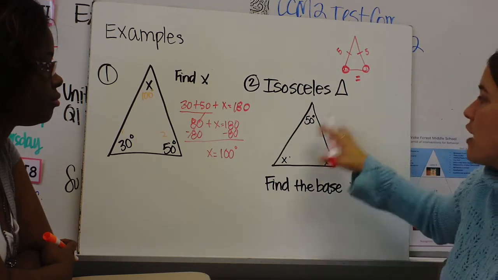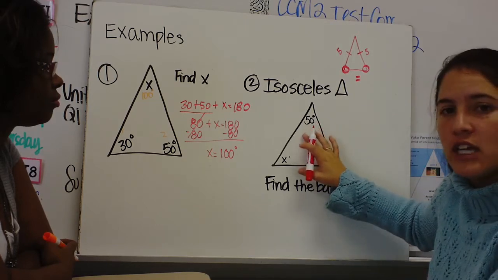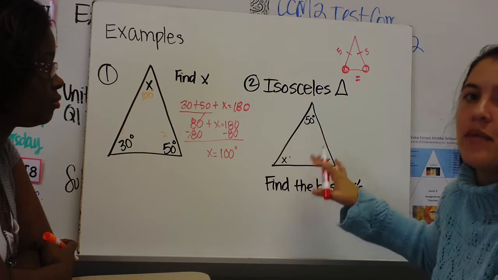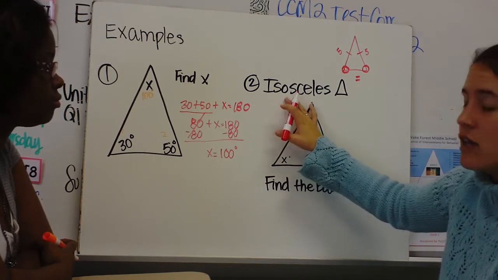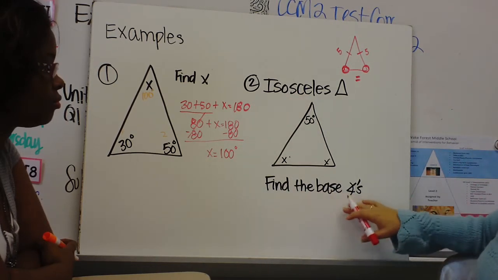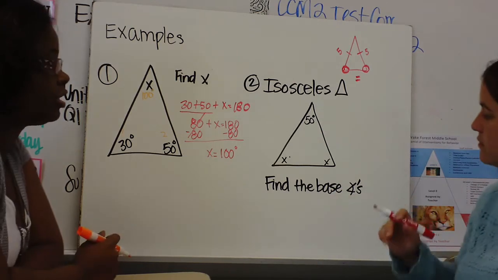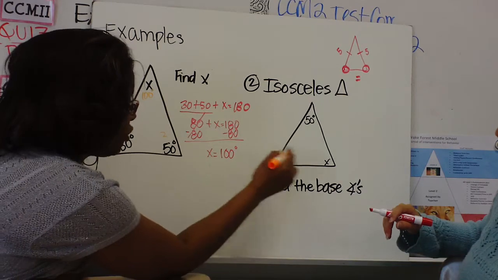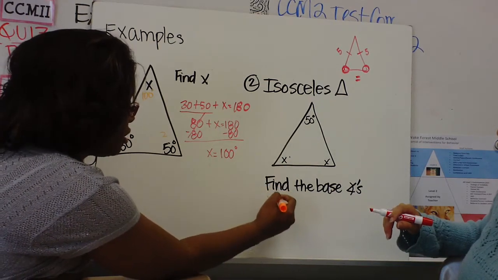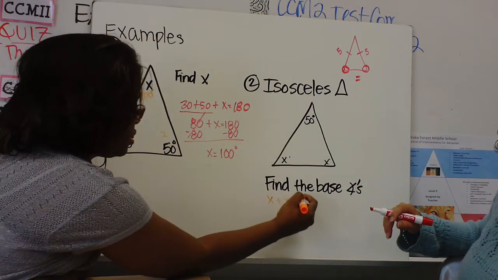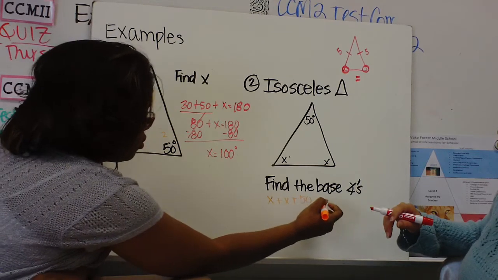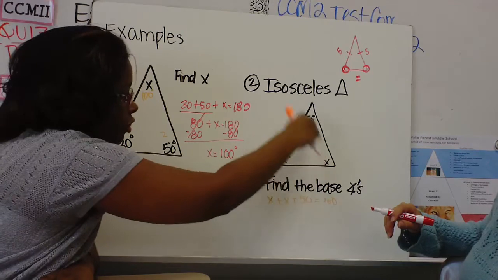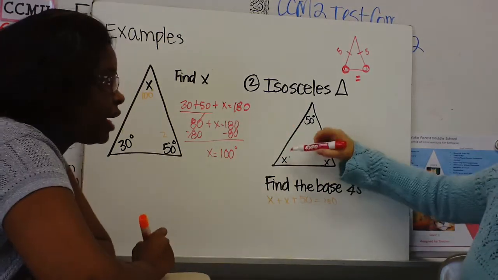So in this isosceles triangle, I know that the top angle is 50 and the bottom two angles are x. And I know that those have to be congruent because it's an isosceles triangle. So my directions say find the base angles. Alright, so we know that we can add the three angles together. So that's going to be x plus x plus 50 equals 180. Because even though these are congruent, they all three still have to add up to equal 180.